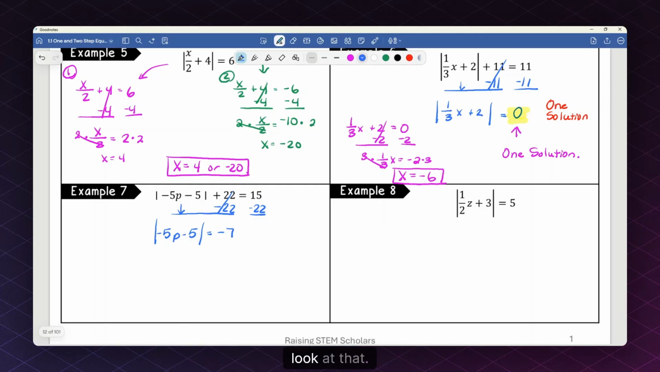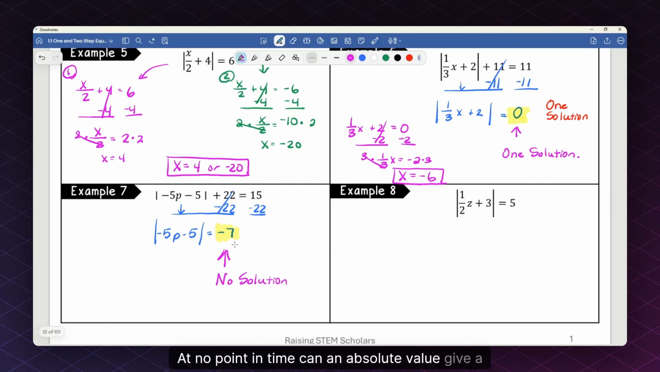And oh, look at that. So because we've got the absolute value totally by itself, this is going to be no solution. Okay. Why is it no solution? At no point in time can an absolute value give a negative answer. Absolute values are always positive.